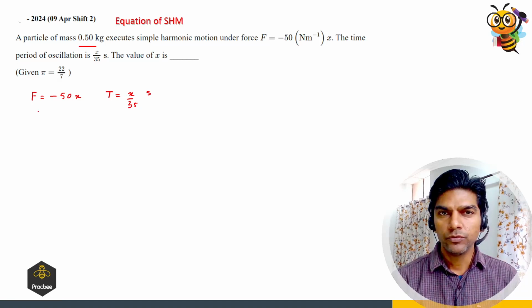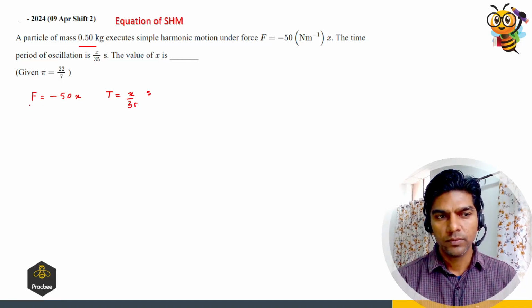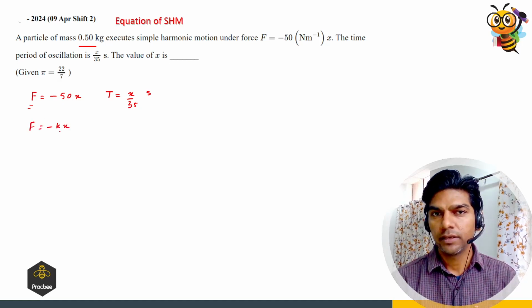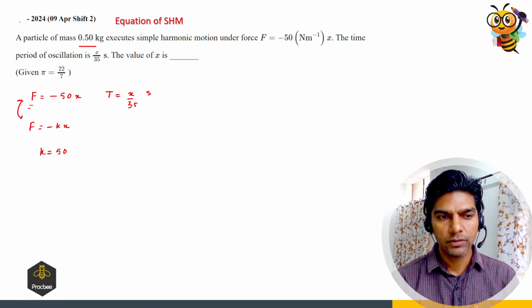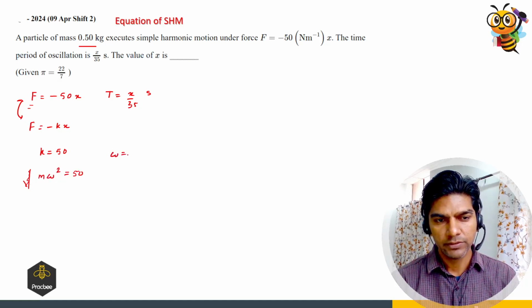Now if you know, in case of a simple harmonic motion, the restoring force is proportional to the displacement from the mean position, and it is of the form F equals −kx, where k is the force constant. So if we compare these two equations, we can say k is nothing but 50. And we know that if a particle is executing simple harmonic motion, k is m ω², because ω is given as root of k by m.